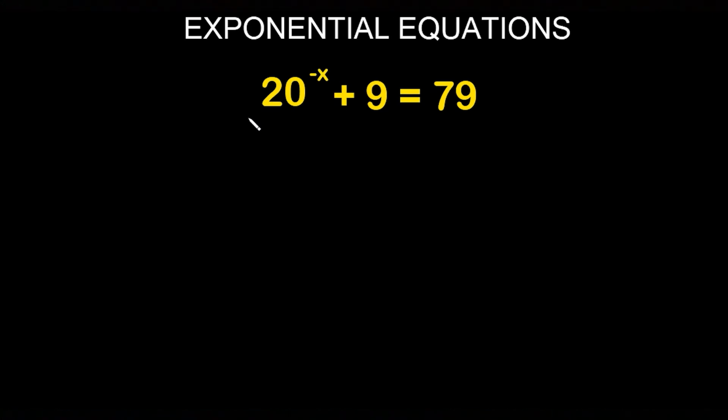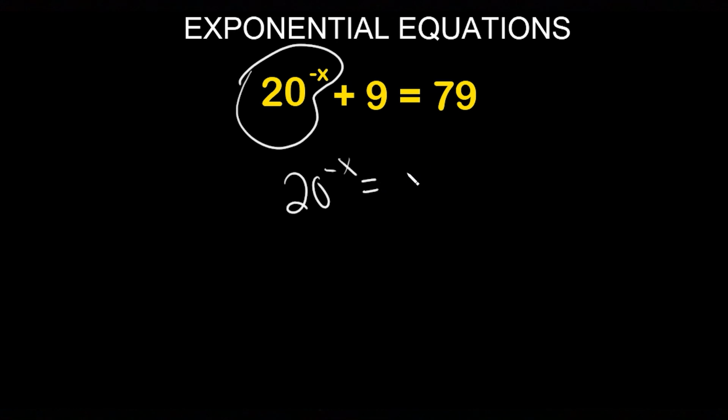Notice that I cannot match up the bases here, meaning I want to isolate the base and the exponent right here. So I have to subtract 9 on both sides. That's going to give me 20 to the negative x equal to 70. So what do we do from here? Well, again, I cannot match up my bases. I can't use that technique. I'm going to have to take log on both sides so that I can bring down this negative x.